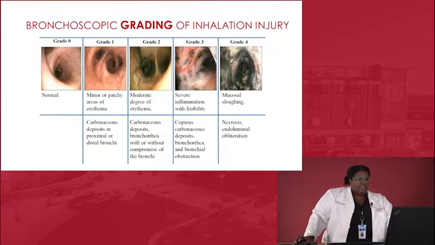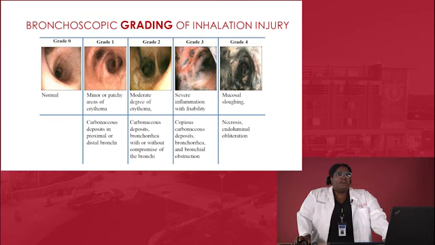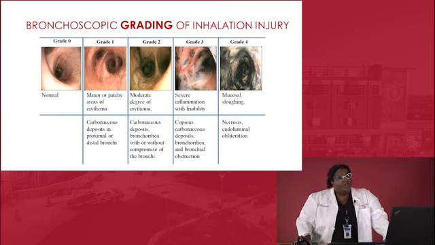So when these patients arrive, this is what we do up in the burn unit. We do a bronchoscopic grading of their level of inhalation exposure or injury. And here's a grading scale just so you can see. Normal really looks normal. Grade 1 has just a little bit of soot. You start to get more soot and maybe some graying of the mucosa as you move forward, and maybe some erythema.